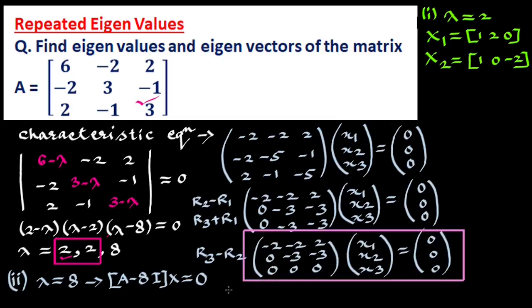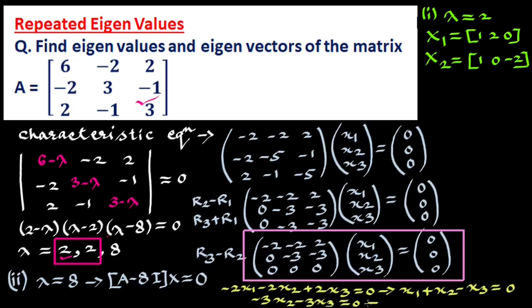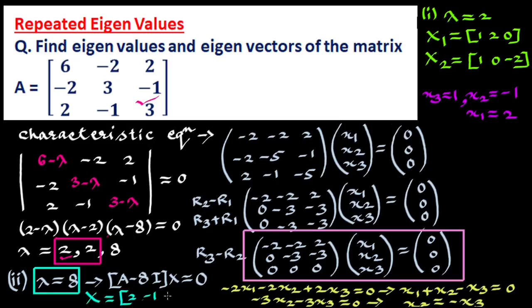From this, we will get two equations: minus 2x1 minus 2x2 plus 2x3 equals 0, which is the same as x1 plus x2 minus x3 equals 0, and secondly minus 3x2 minus 3x3 equals 0, same as x2 equals minus x3. Now if we put x3 equals 1, it gives us x2 equals minus 1, and hence x1 is 2. Therefore for eigenvalue 8 we get a single eigenvector 2, minus 1, 1.